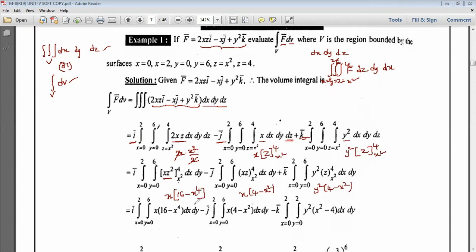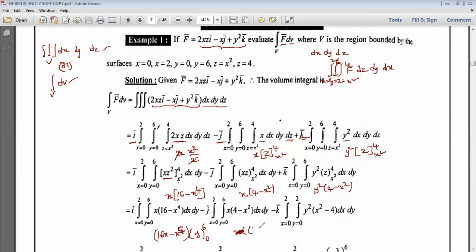Now we need to go for integration with respect to y. If you want, you can multiply x inside: 16x minus x power 5, into the integral of dy, which is y, between the limits 0 to 6. And here also the same thing, x into 4 minus x square. So that is simply what we can write.